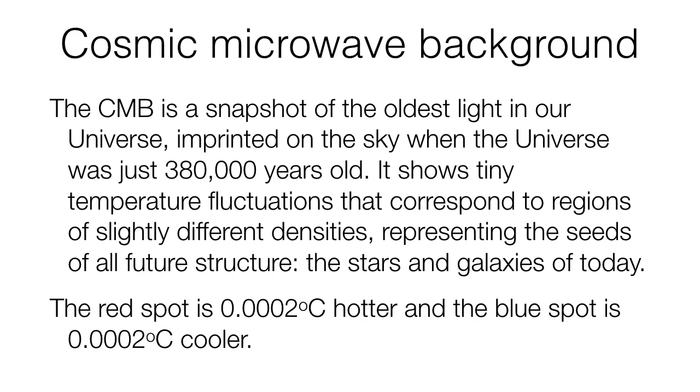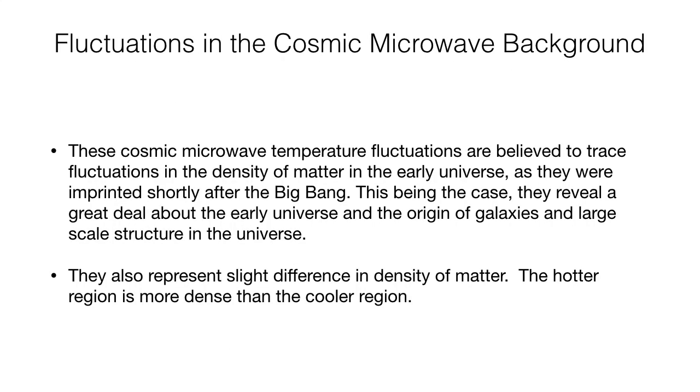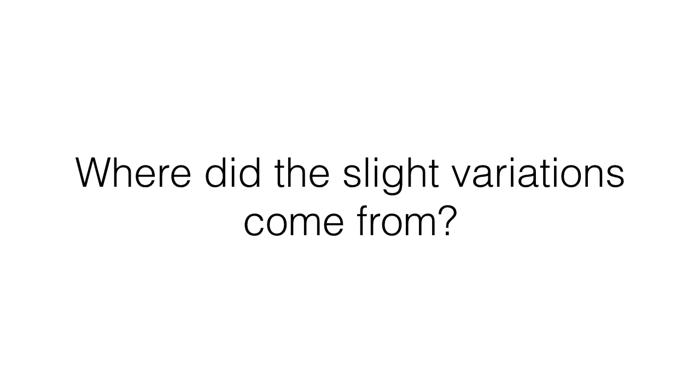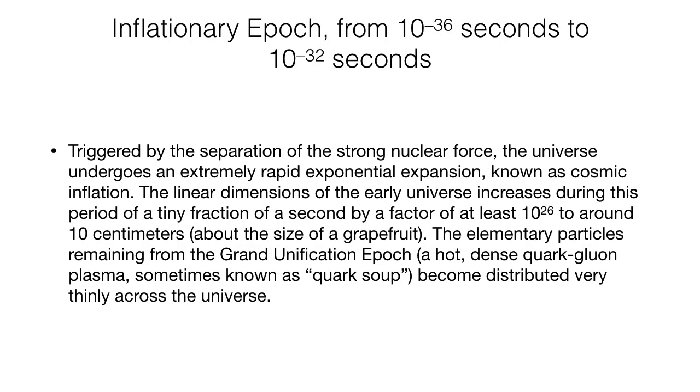So this slide actually talks about the temperature difference. We are looking at the fluctuations of this cosmic microwave background. Small but important. So where did these slight variations come from? To explain that, we have to go back to the very beginning, in the inflationary epoch.